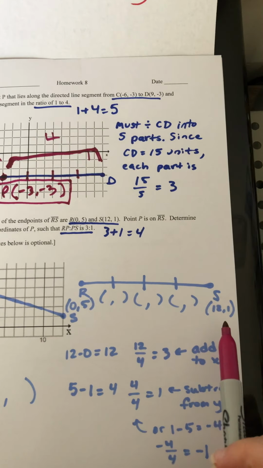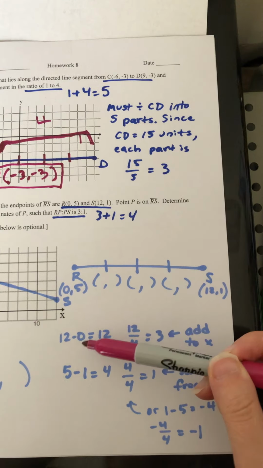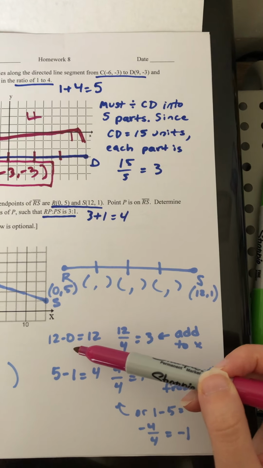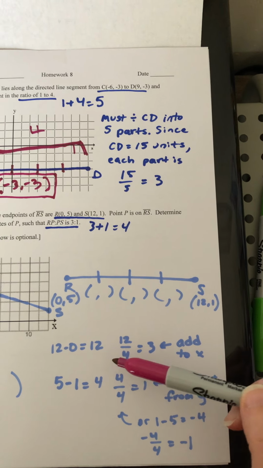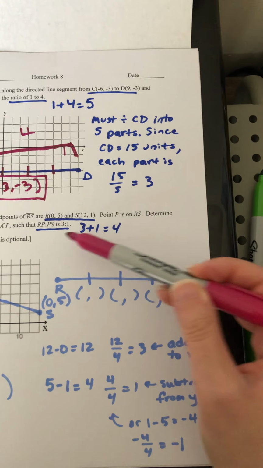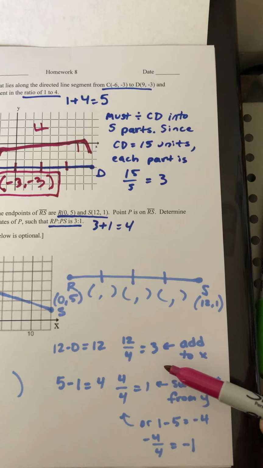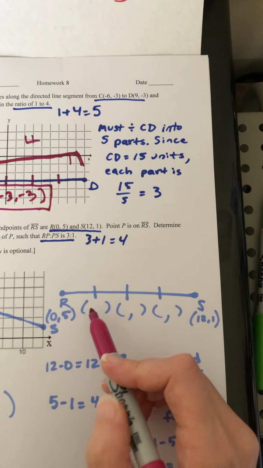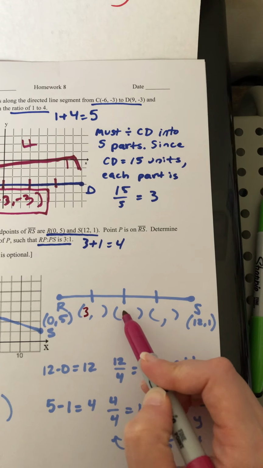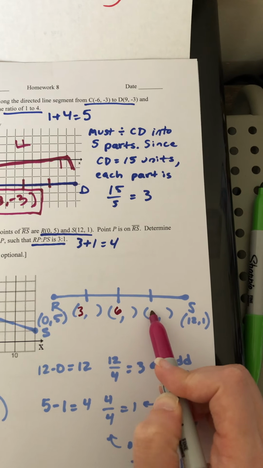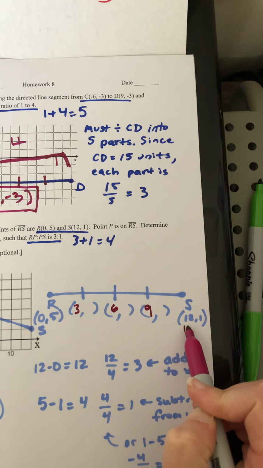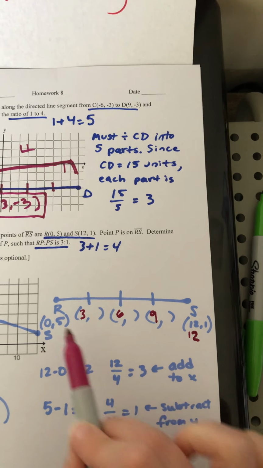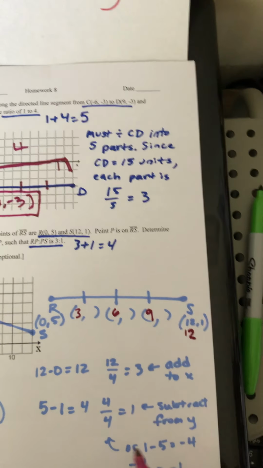We put R, we put S, and then we subtract the difference of the X value. So it's 12 minus 0 is 12. Divide that into the 4 equal parts. And that means every 3 is going to increase the X value. 0 plus 3 is 3. 3 plus 3 is 6. 6 plus 3 is 9. 9 plus 3 is that same 12. Sorry, that 2 is a little hard to read. But we know every 3 lands perfectly on S.